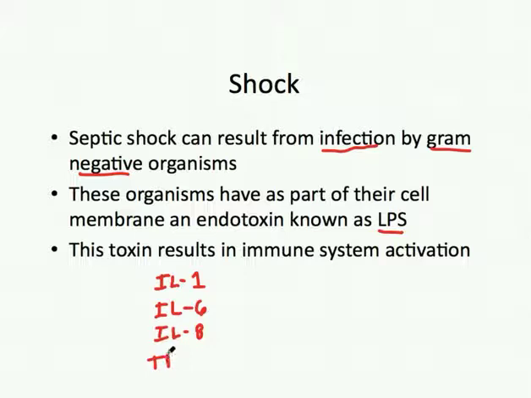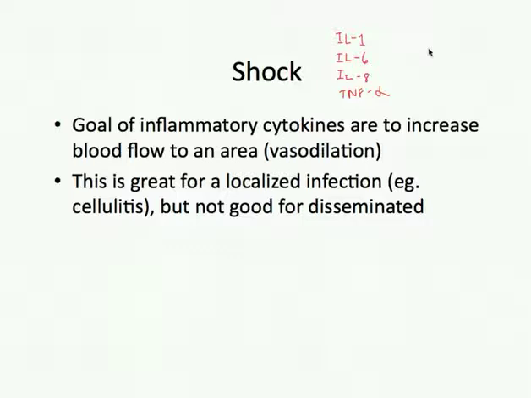and TNF-alpha. So these inflammatory cytokines work as vasodilators with the goal of increasing blood flow to the area where they're produced. Now with a local infection, this is a great idea because this increased blood flow to an area, say cellulitis, is going to help bring more white blood cells to the area to fight infections, and also the vasodilation will help slow down the speed of the blood flow to help those white blood cells leave to fight the infection.